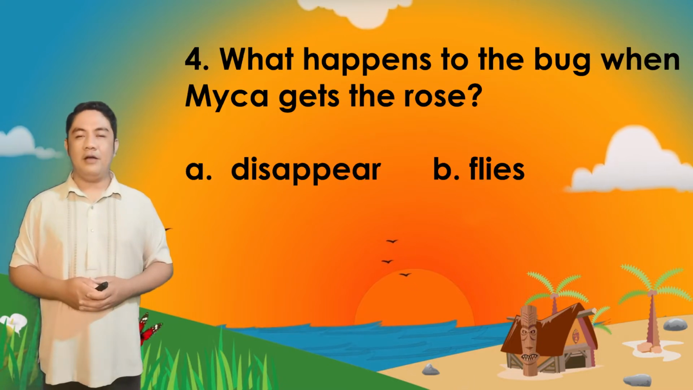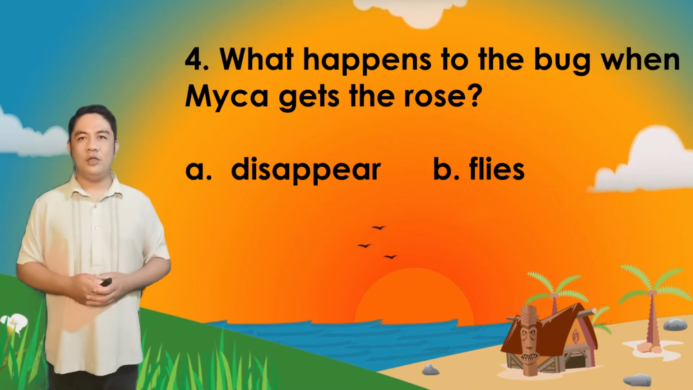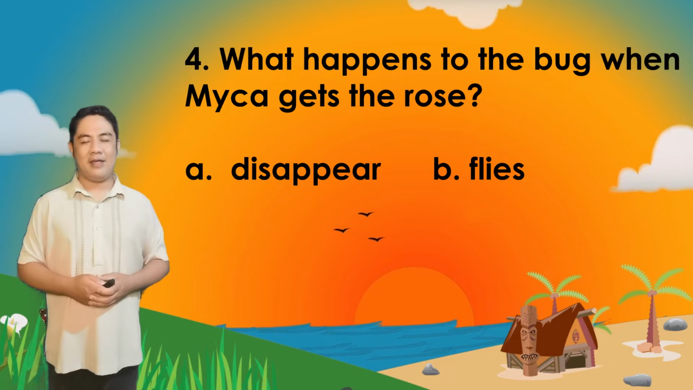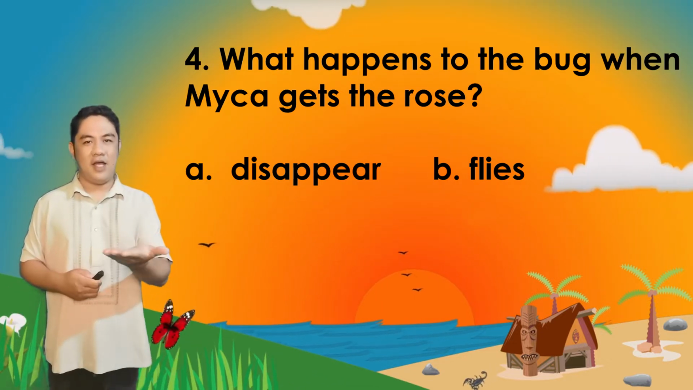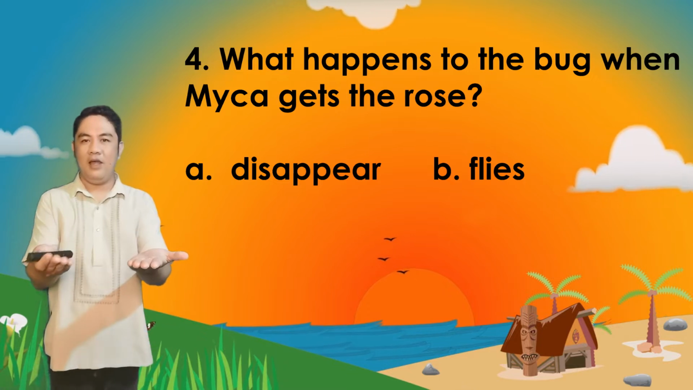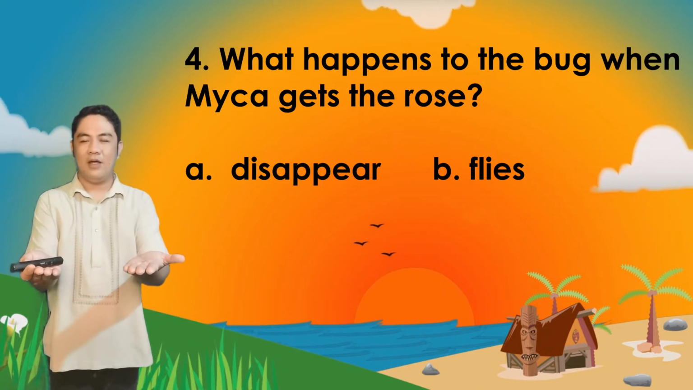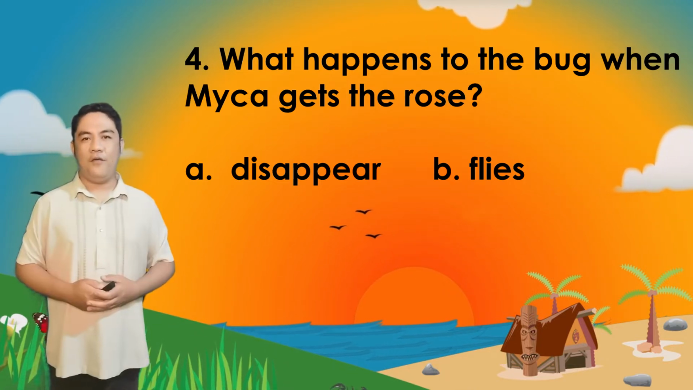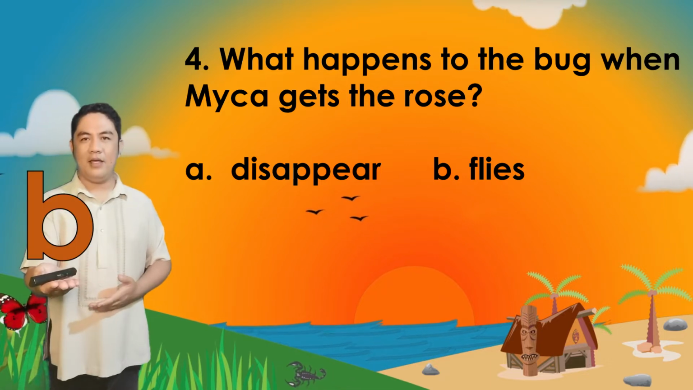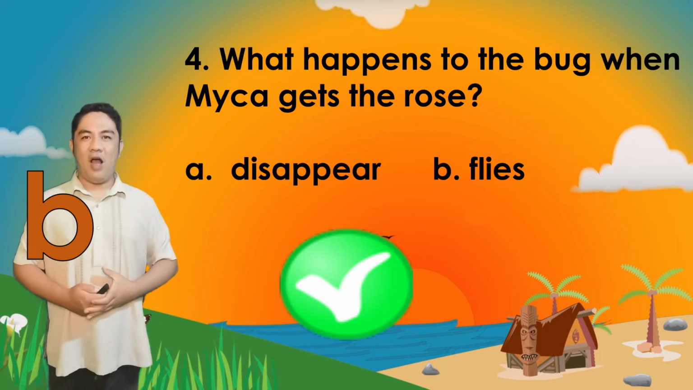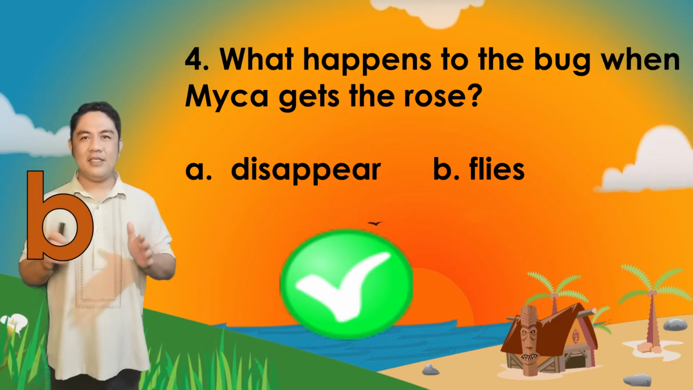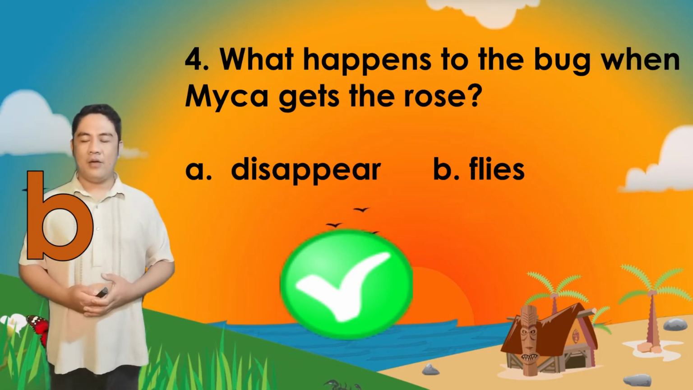For number 4, what happens to the bug when Mika gets the rose? A. Disappear. B. Flies. What is your answer? If you selected letter B, you are correct because the bug flies when Mika gets the rose.